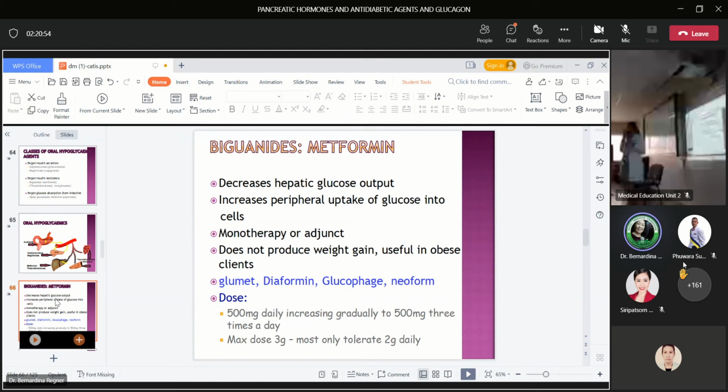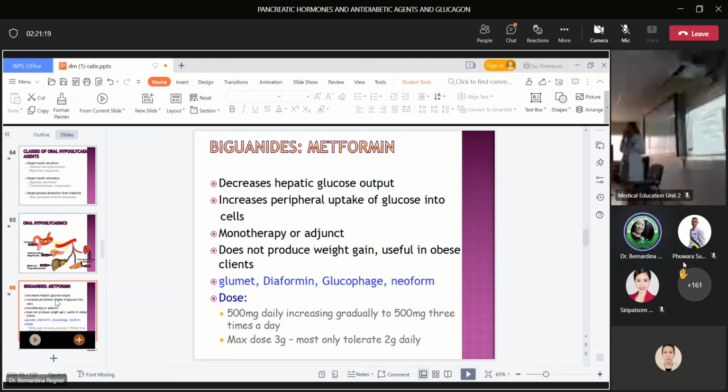Okay, the biguanides or metformins. This will decrease insulin resistance. So there will be a decrease in hepatic glucose output and increased peripheral uptake of glucose into the liver, the fat cells, and into the muscles. Monotherapy, you can give it as a single dose or as an adjunct to insulin.